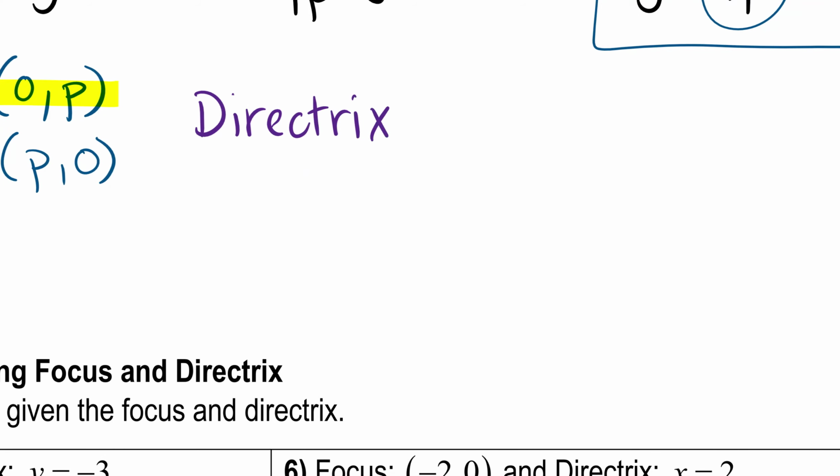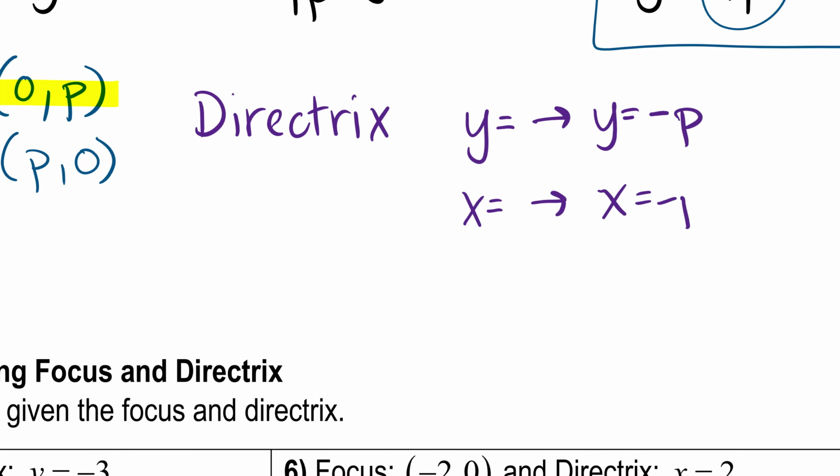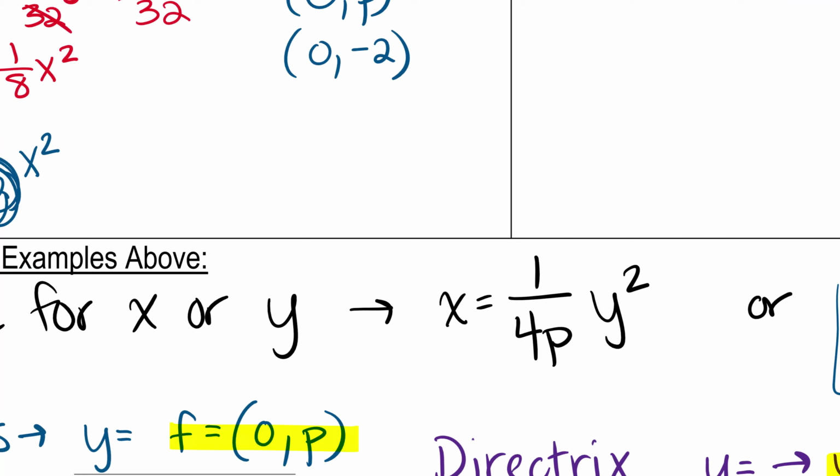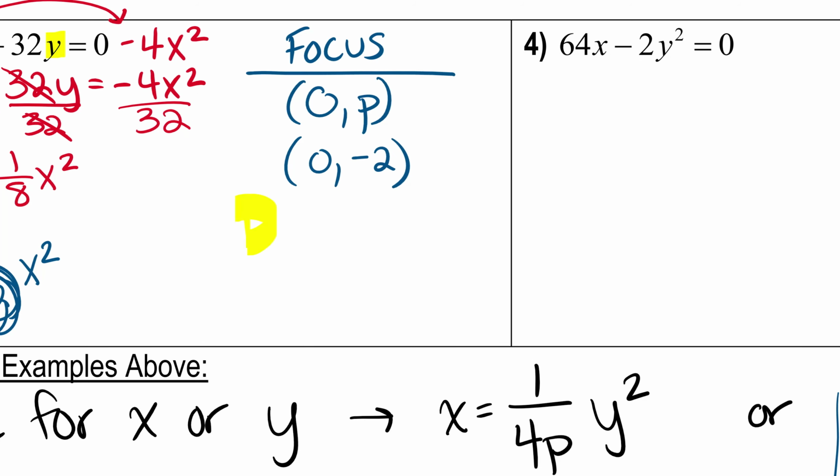So directrix, if I have a y equals equation, my directrix is y equals negative p, so I just flip the sign. If it's an x equals, directrix is x equals negative p. So since I'm doing y again, it's going to be y equals negative p, or I just changed the sign, right?